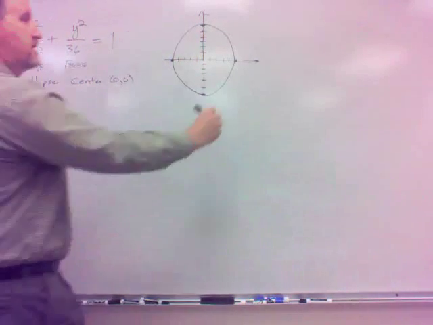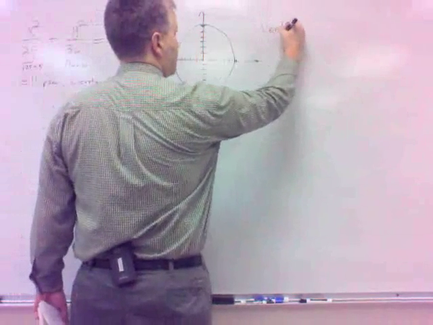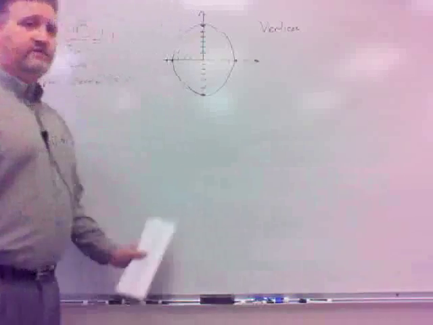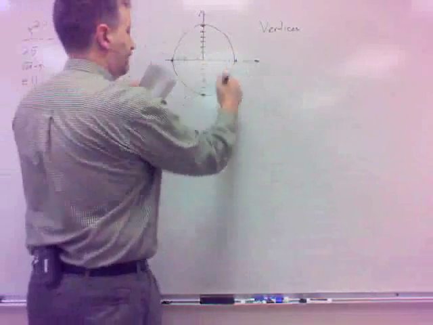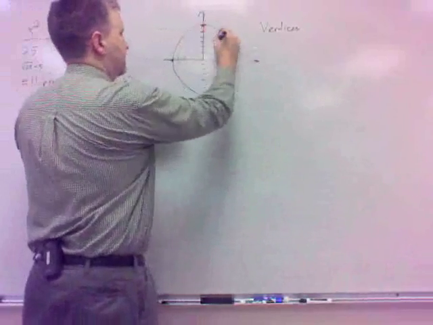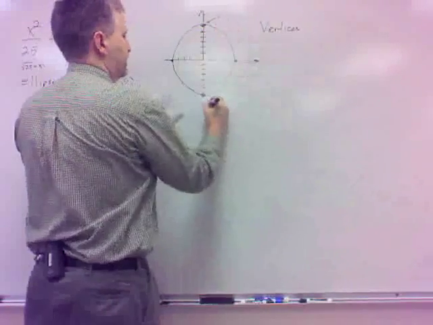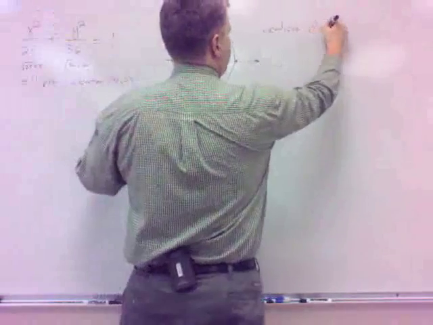Which then tells me, what about my vertex points or vertices? What are they? Where are they? Are they here? They're on the y-axis, yeah. These are my vertices right here. Vertex 1, vertex 2. So that's 0 plus or minus 6.